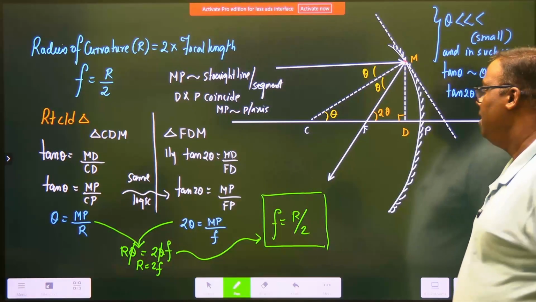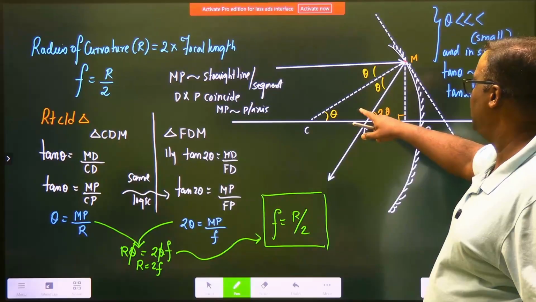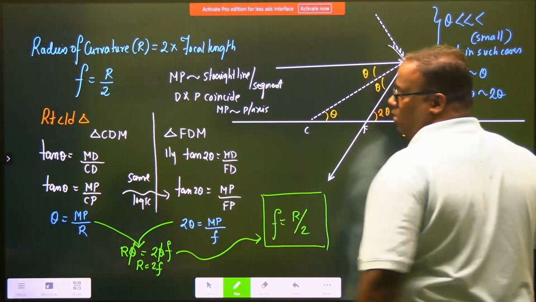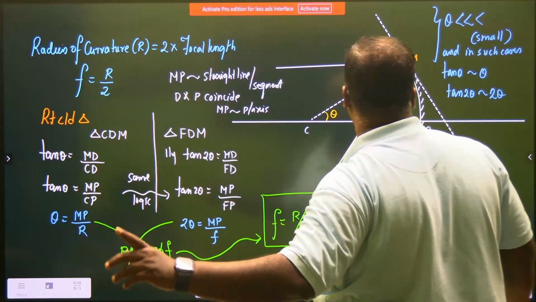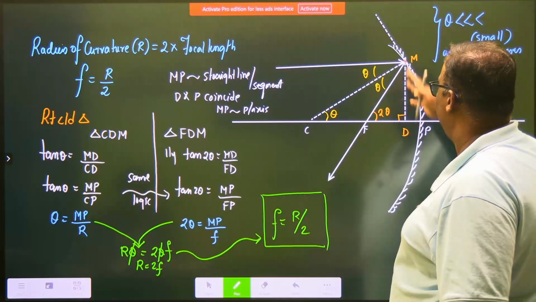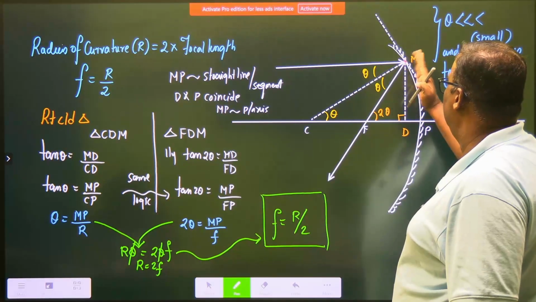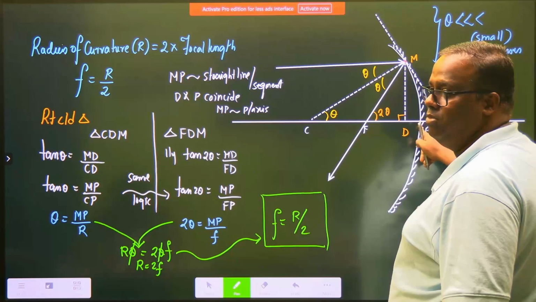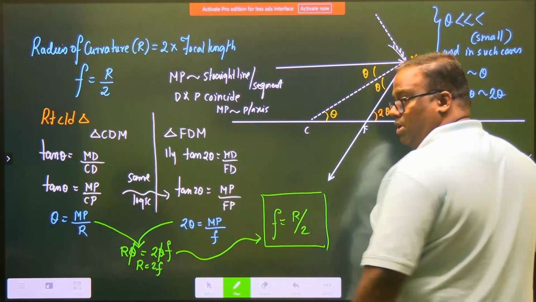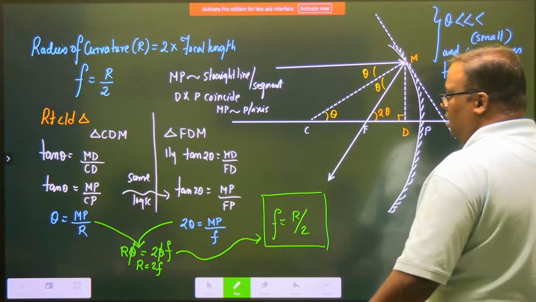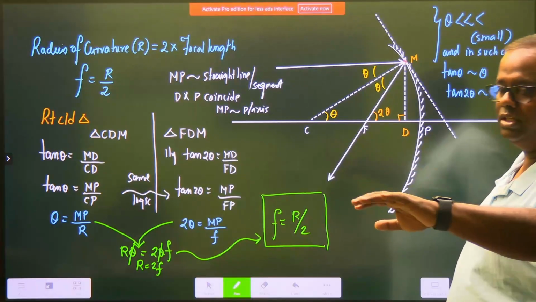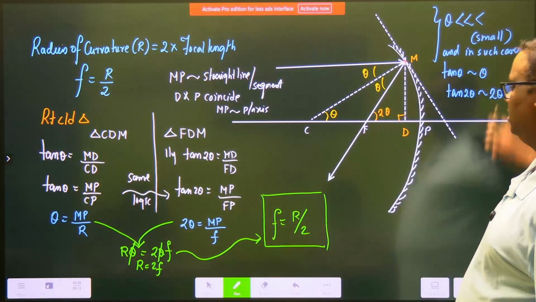Have you understood? We took tan theta, and tan is always opposite by adjacent. So we took the tan ratio here. And we applied the first consideration that in this mirror, MP is almost a straight line. So if MP is a straight line, then D is actually merging with P. So instead of MD, I'm writing MP. And the rest is, if theta is very small, tan theta is almost equivalent to theta.